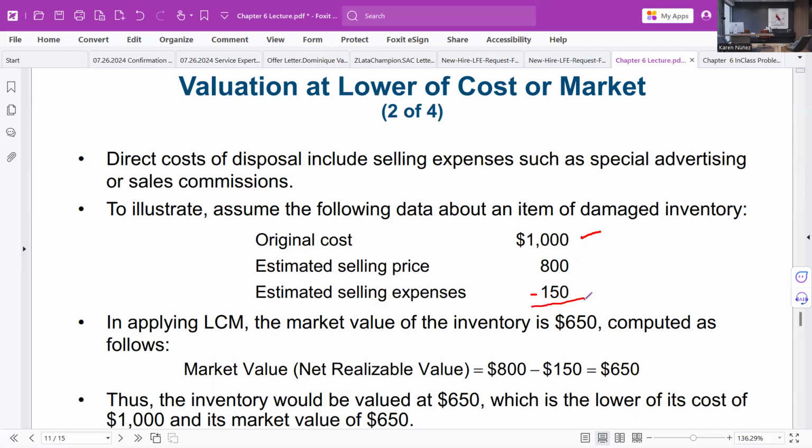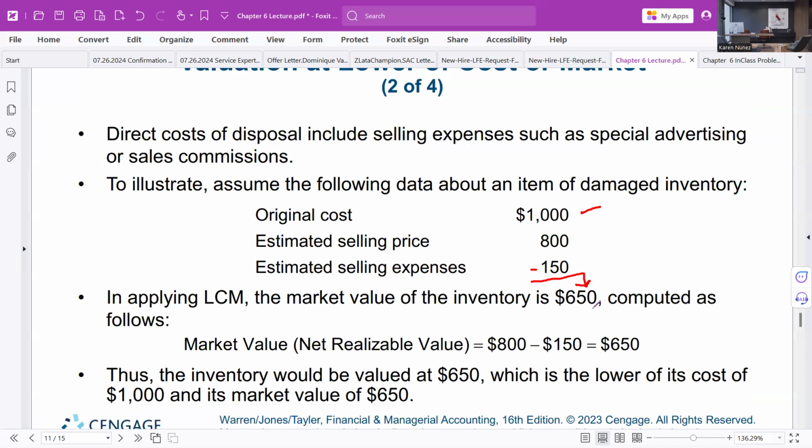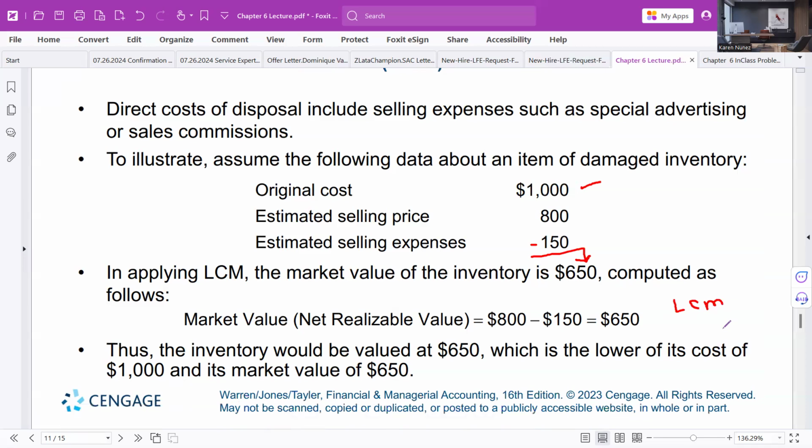So essentially, the market value of this inventory is only 650. We've got something that has a cost of $1,000, but we can only sell it for 650. So that means that when we report this inventory on our balance sheet in the current asset section at the end of the period, we're going to report it at LCM, the lower of cost or market.